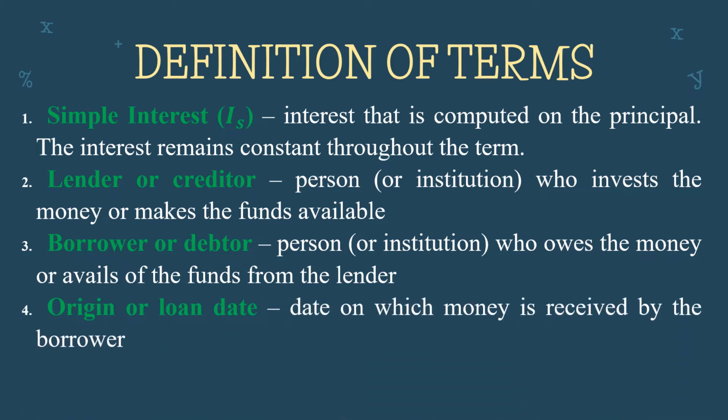Then, for origin or loan date, the date on which money is received by the borrower. For example, nag-loan ka, na-approve siya ng November 15, 2021. So, yun yung loan date. Kung kailan mo na-receive si money na inutang mo, kung saan man institution yan, or sa person man, or sa debtor mo.